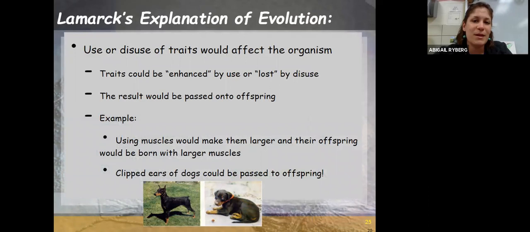His explanation of evolution stated that it depended on the use or disuse of traits that would ultimately affect the organism. So traits could be enhanced by use or lost by disuse. The results would be passed on to the offspring. For example, using muscles would make them larger and then their offspring would be born with larger muscles.